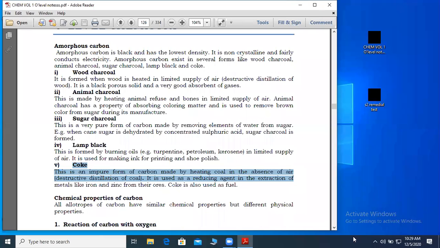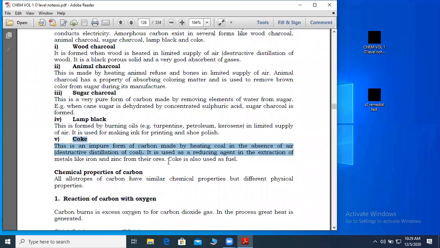So the allotropes of carbon, we are done, but we are also saying coke can be used as fuel. But you should not only rely on fuel, because like I told you, sometimes when we ask a question about the use of carbon, we may say give the use of coke other than fuel. Give the use of wood charcoal other than fuel. So that means you should be knowing something like two uses.